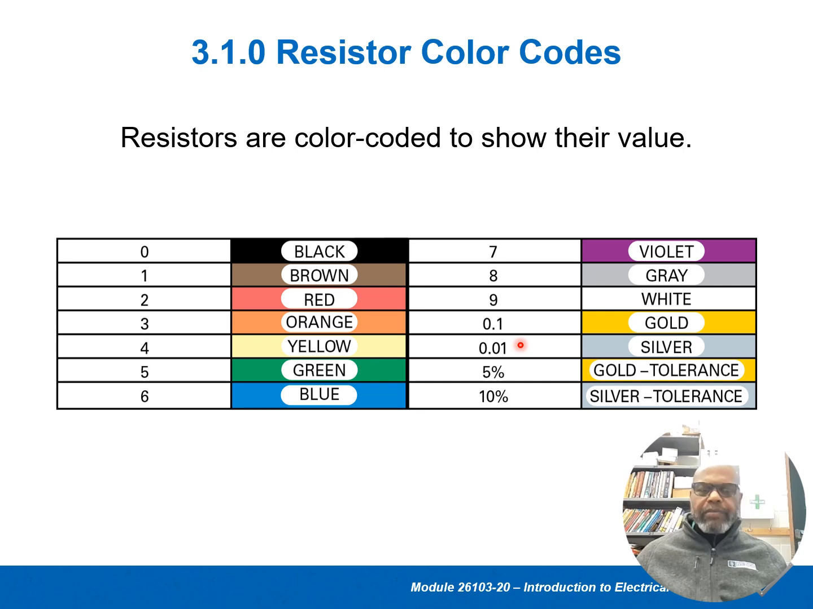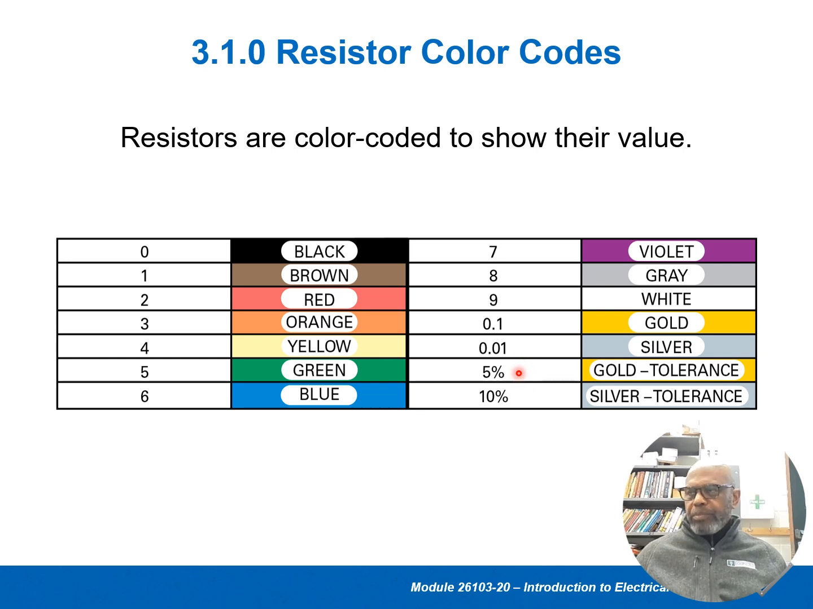Let's say it's rated for 1,000. 1,000 would be brown, black, and how many zeros? 3. So brown, black, and orange. That would be a 1,000 ohm resistor. And then the last band would tell you the percentage, either 5% or 10% tolerance.